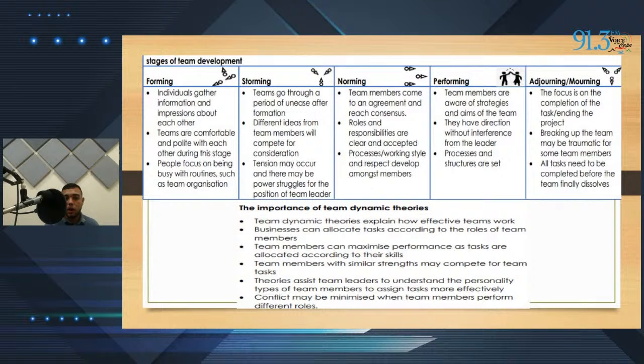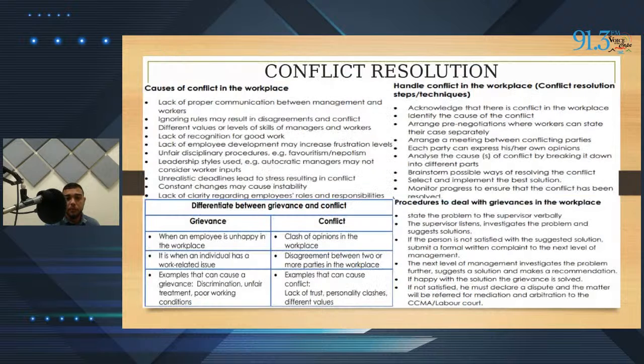So the importance of team dynamic theories is that they explain how effective teams work. They can also allocate tasks according to the roles of team members and according to their skills. Team members with similar strengths may compete for team tasks, and theories assist team leaders to understand personality. Conflict may be minimized when team members perform different roles.